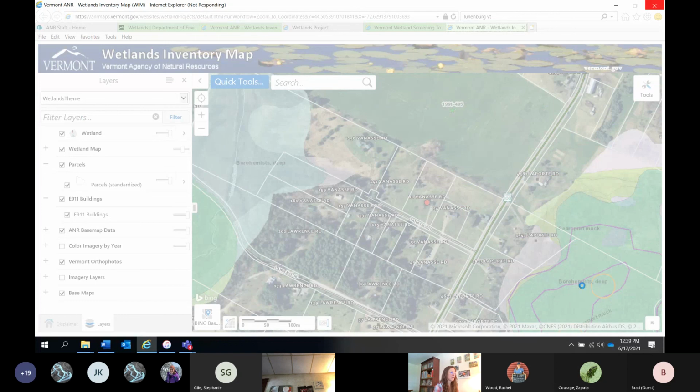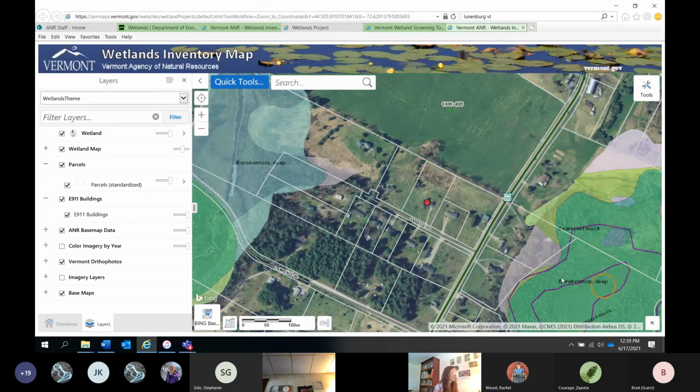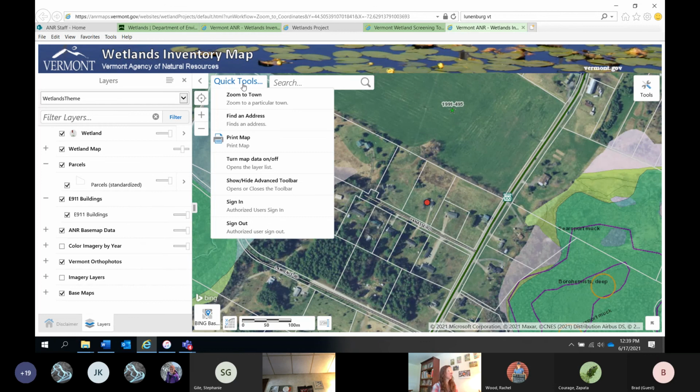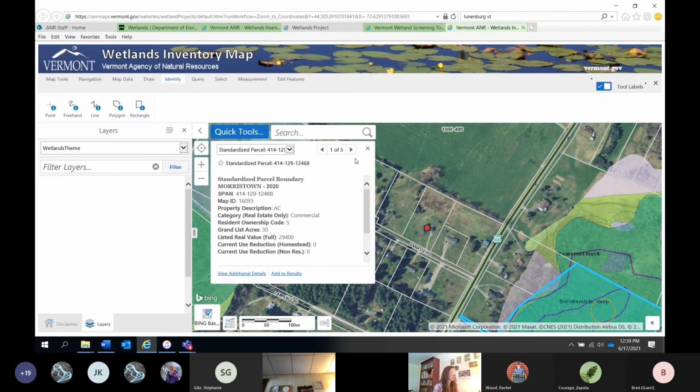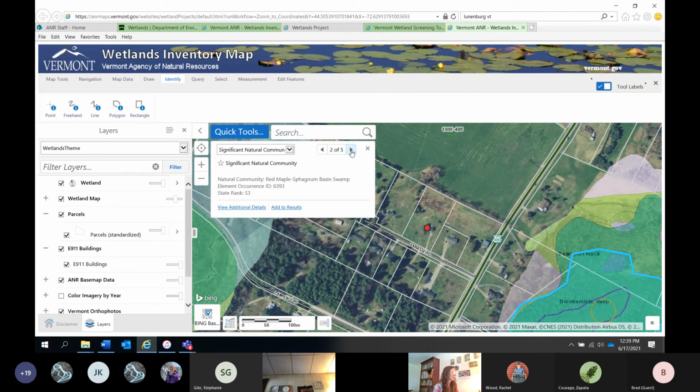And I think this is the natural community mapping here. So I think that this is actually Molly's Bog over in here. But we can always click on that and see what it comes up as. Significant natural community, red maple sphagnum basin swamp. Cool.